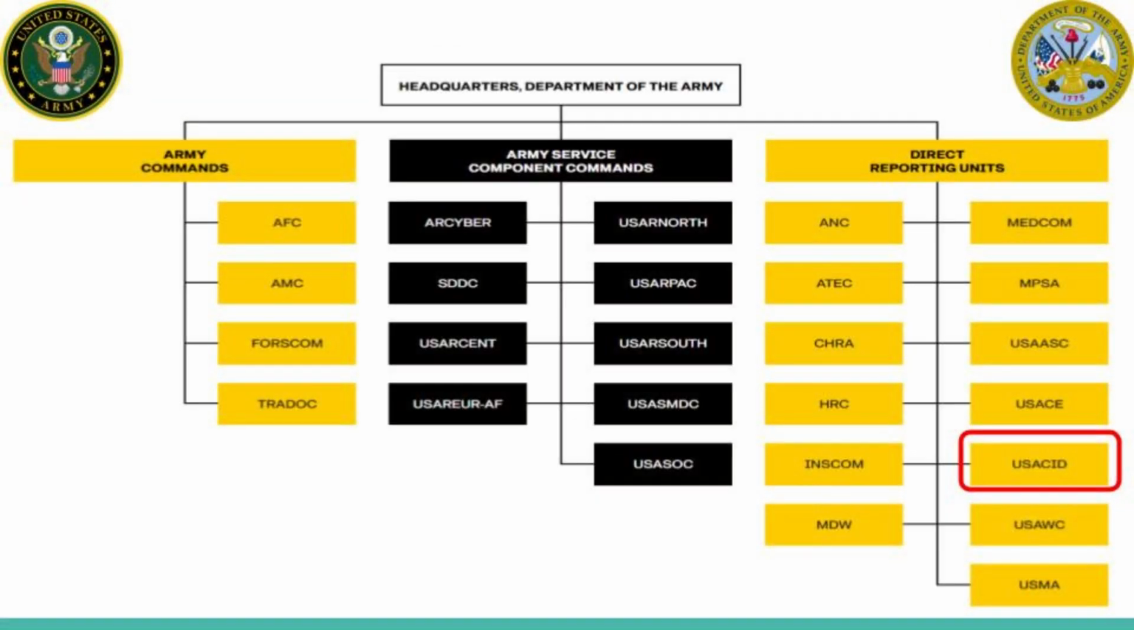The investigating arm of the Army is the U.S. Army Criminal Investigation Division, most commonly known as CID. Their home station is Quantico, Virginia, where they conduct sensitive or special interest investigations as directed by the Secretary of the Army or the Chief of Staff of the Army.